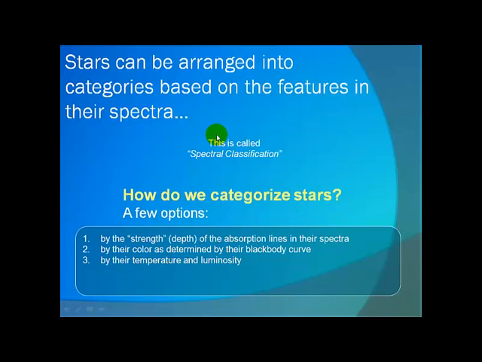Stars can be arranged into categories according to the features on the spectrum. Spectral classification: we look at the lines, we find the absorption lines, we look at their brightnesses at different frequencies, different wavelengths, so we can determine the temperature from the black body curve. And from that temperature we can work out the luminosity, and we can work out the distances as well.